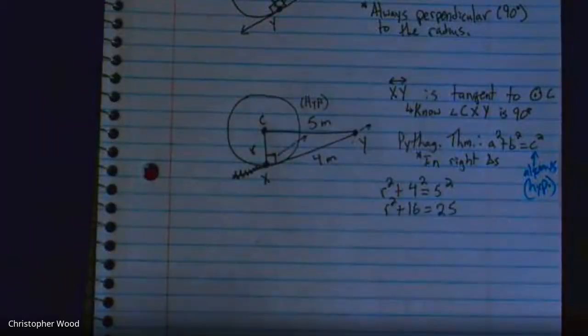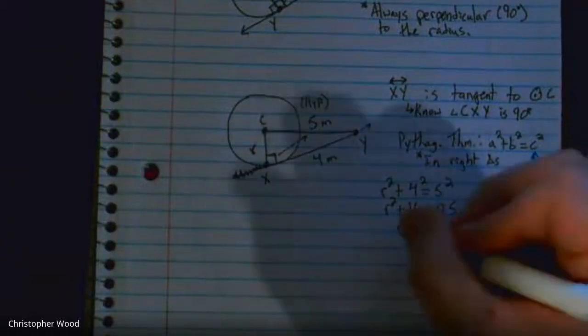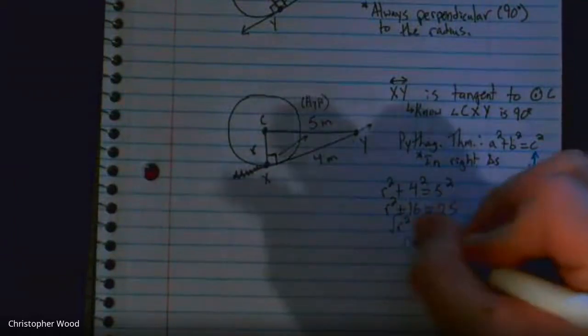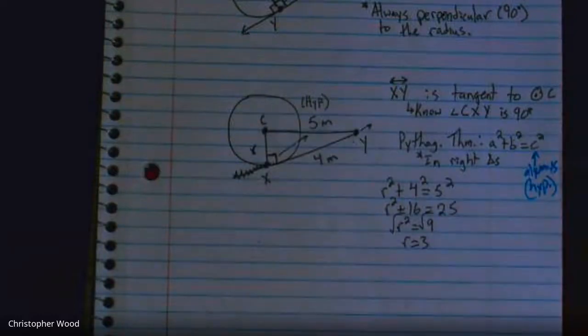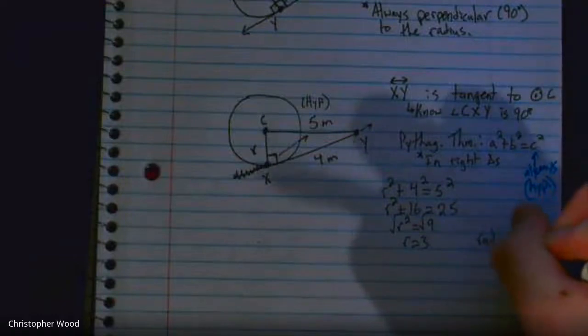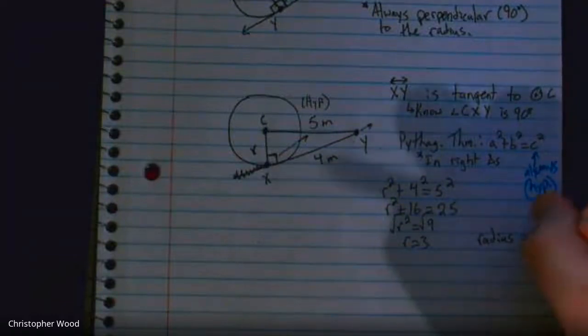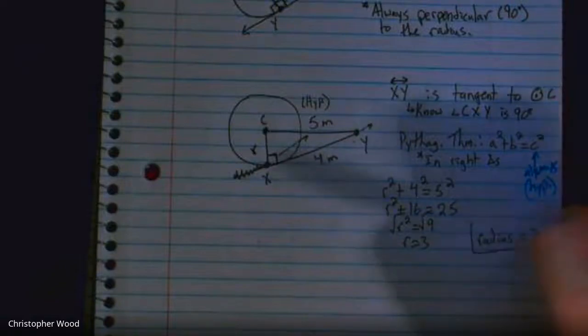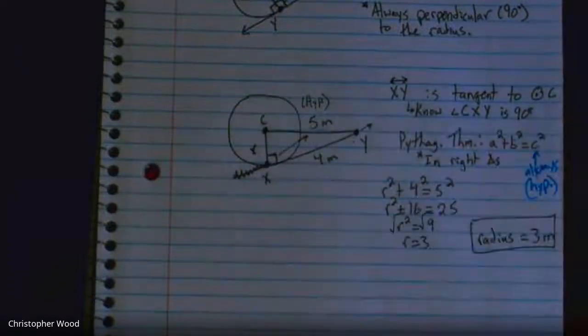Minus 16 on both sides. R squared equals 9. Take the square root. R equals 3. Now, many of you might have recognized this as a 3, 4, 5 right triangle, but I know now that the radius of circle C is 3 meters using the idea of tangent lines.